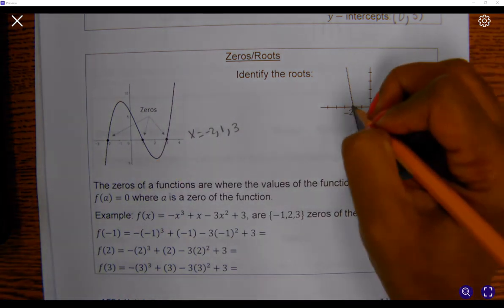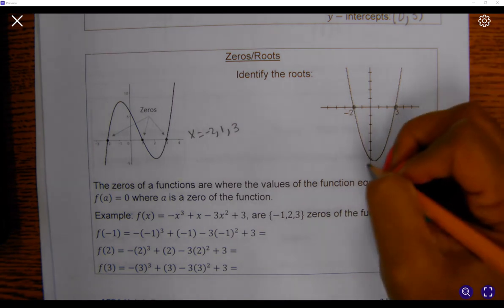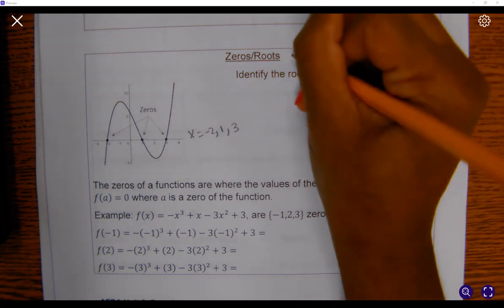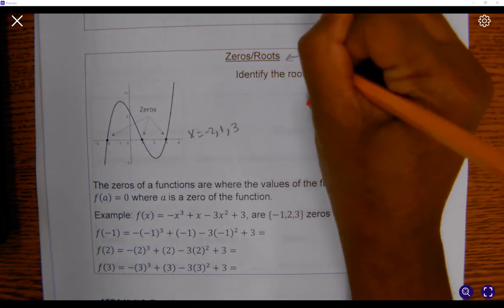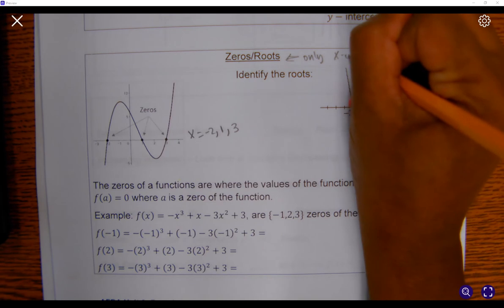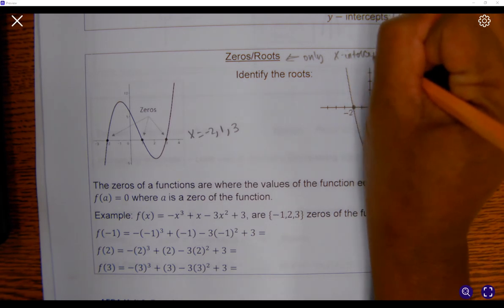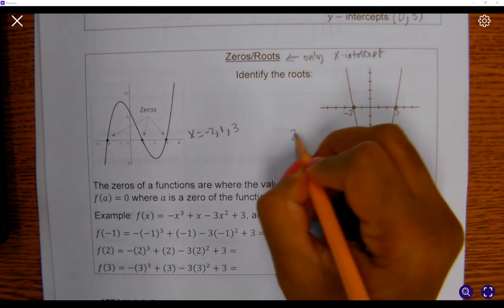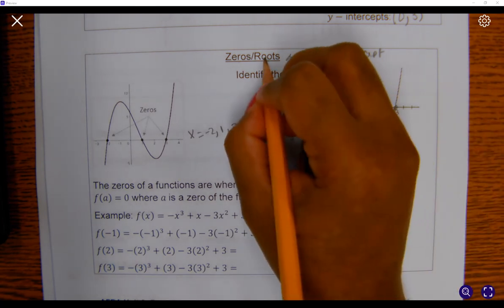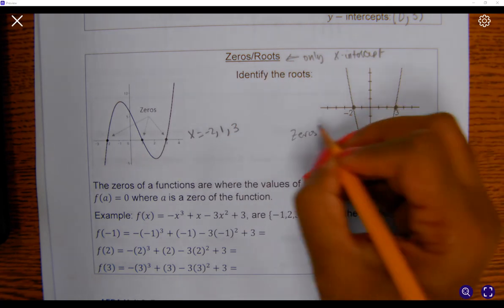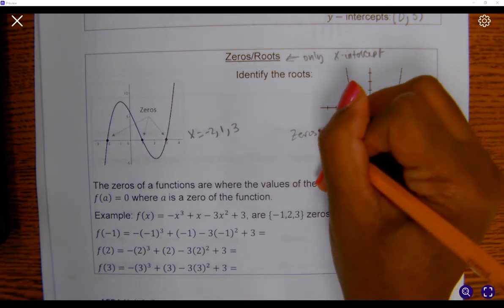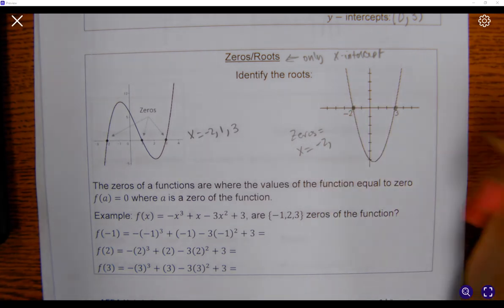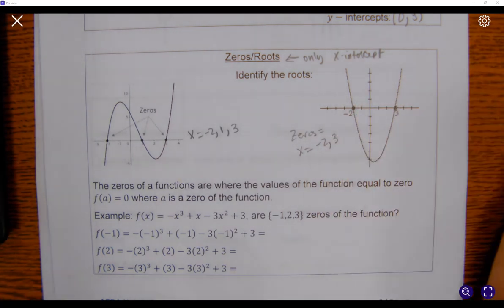So same thing here. So we just mark it on here. We don't care about the y. When we're asking for a zero, we only look at the x-intercept. Only x-intercepts. Where does it cross the x-axis? So here, my zeros, and another word to say zeros are the roots, same thing, are equal to x equals -2 and x equals 3.